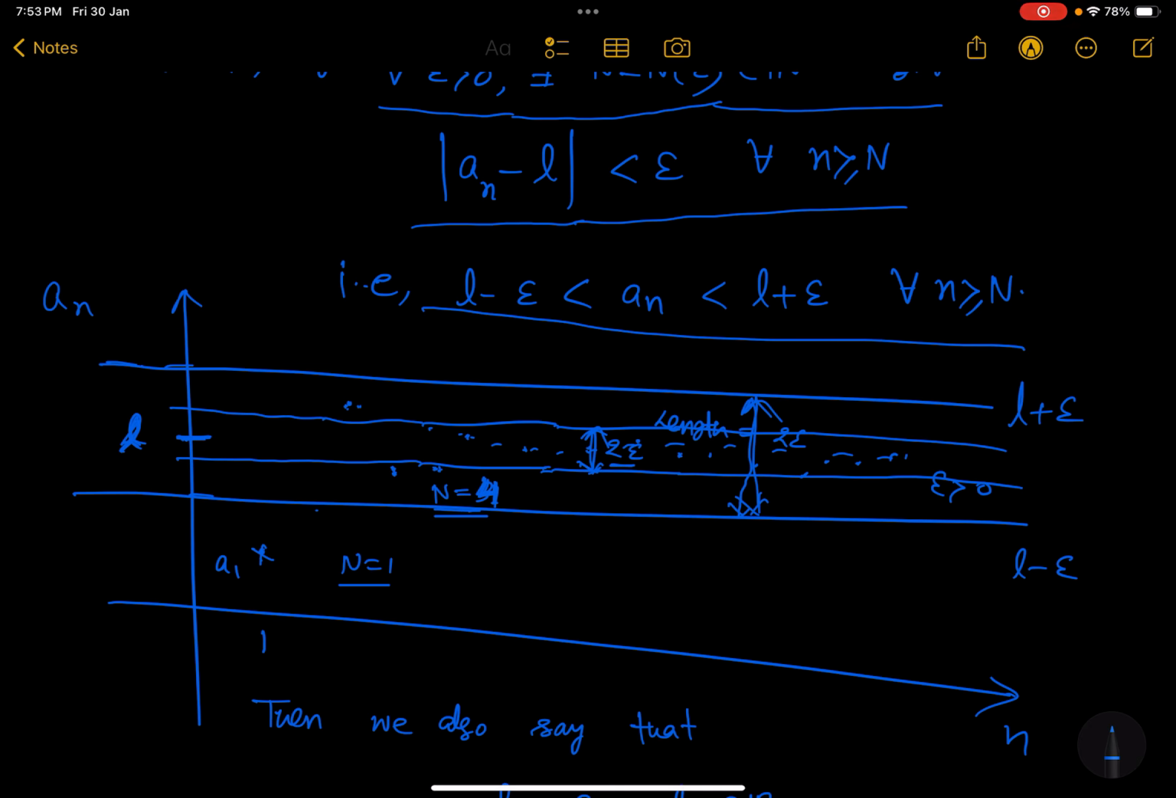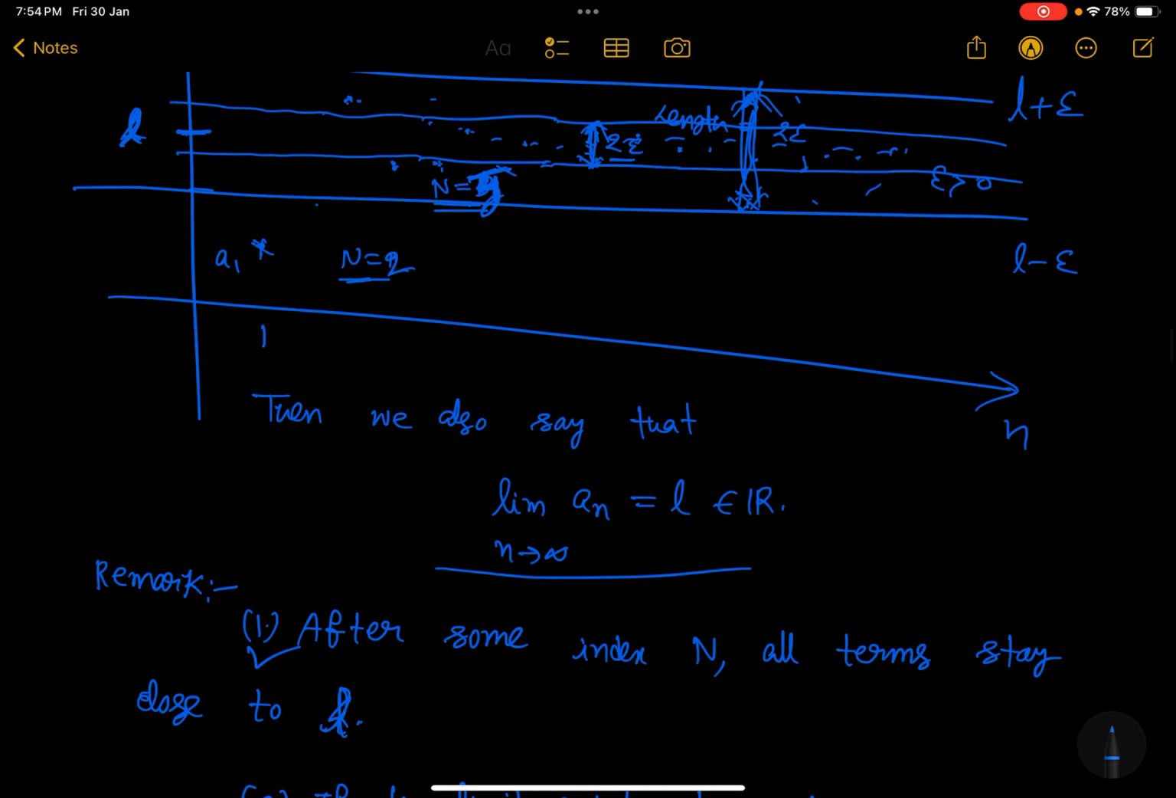If you can find this for every epsilon, this capital N depends on epsilon, right? In this case, capital N is 1 for the bigger interval. For the smaller interval, you can take this a1, a2, a3, a4, so N is 4: after n equal to 4, we have all the elements inside it. And for the bigger one, N is 1 actually, because a1 is missing. So after a1, all the other elements are inside this bigger interval. Then we say that this is the notation.